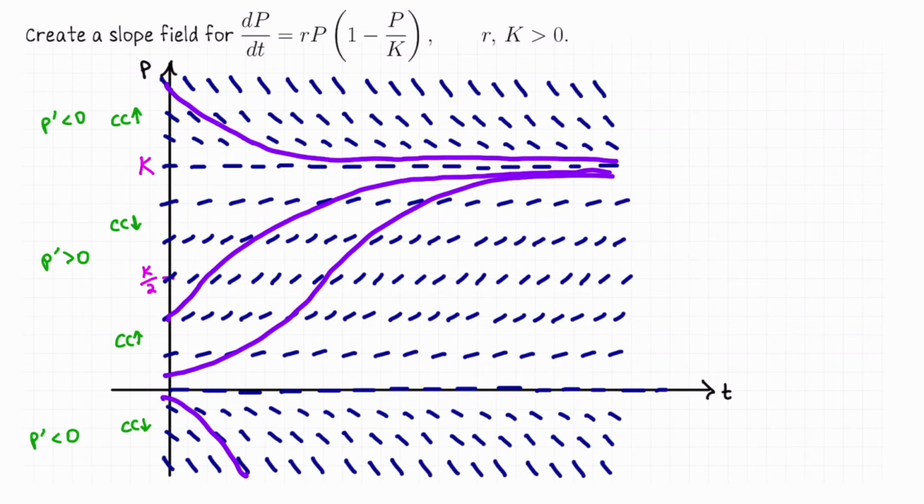Okay, let's think in terms of concavity now for the solution curves that I've just sketched. I did the best I could, and notice that between 0 and k over 2, my solution curve for that first one I drew is concave up. After k over 2, it's concave down. Above k, it's concave up. And below 0, it's concave down. So that's where you can see the concavity information.